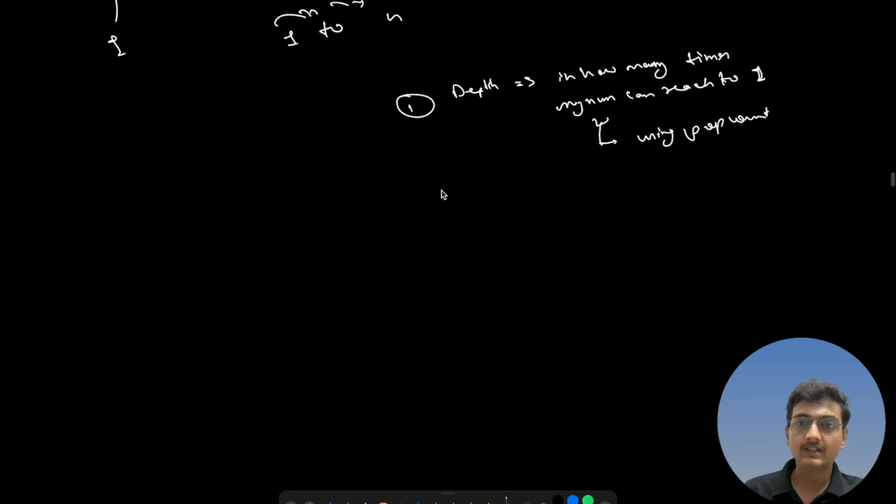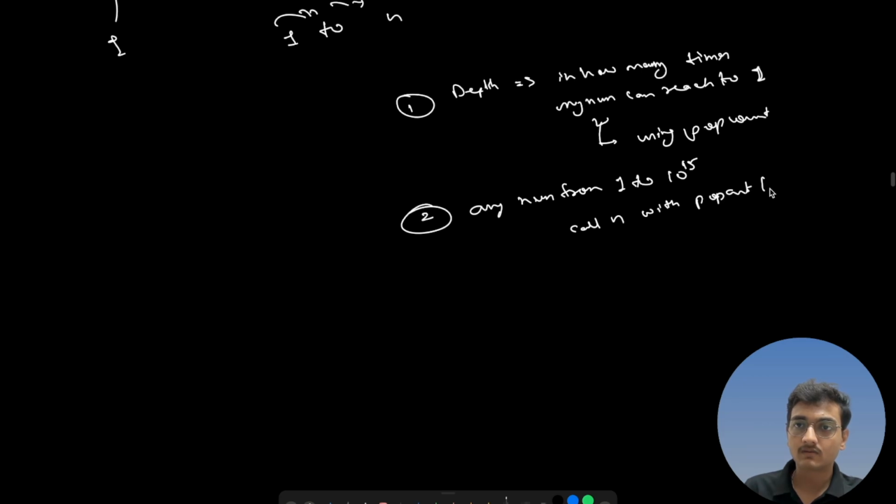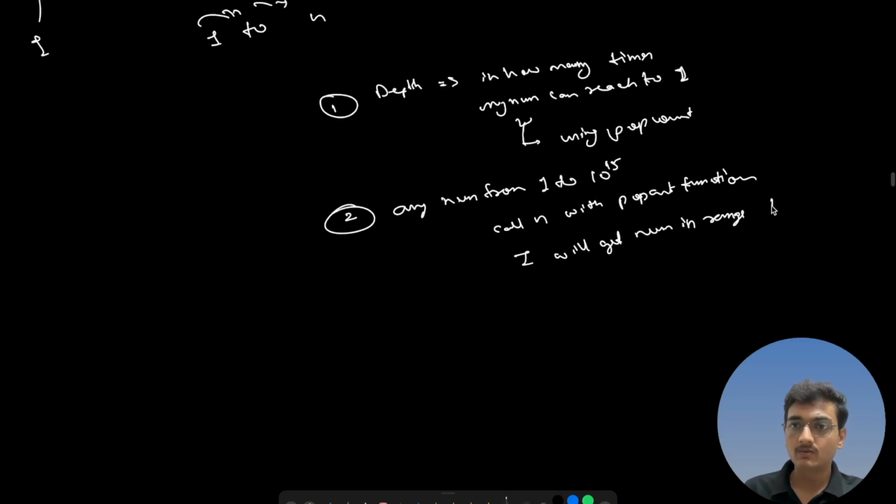Now let's quickly go to the second thing. What I figured out is that any number from 1 to 10 to the power 15, which is my constraint, if I apply one pop count, if I call the pop count function on n, I will get a number in the range 1 to 64.